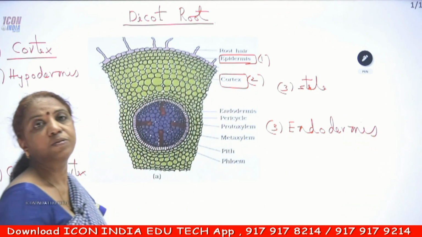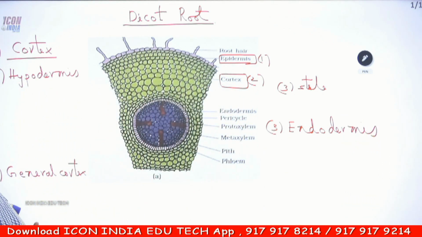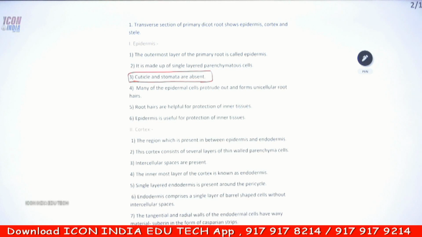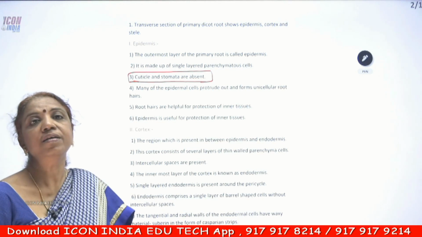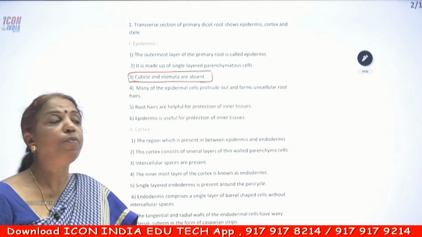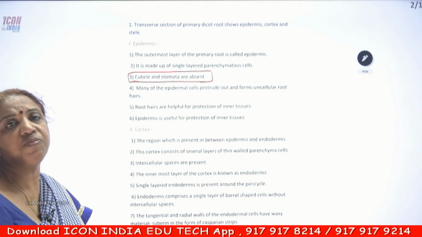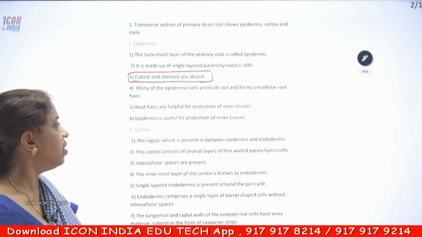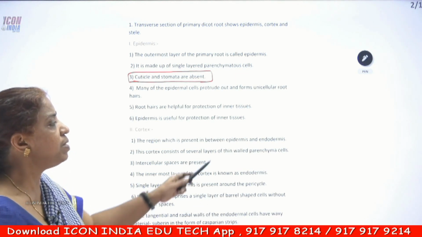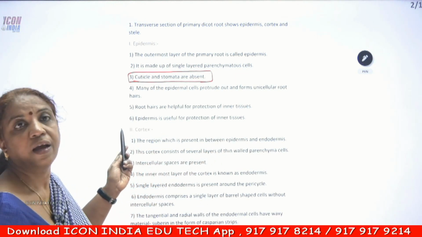Look there. So, what is the hypodermis? Below the epidermis, see, look into here. Below the epidermis, that here is the hypodermis present. The cortex is here, several layers of thin wall cells. The region which is present between epidermis and cortex is called the cortex.